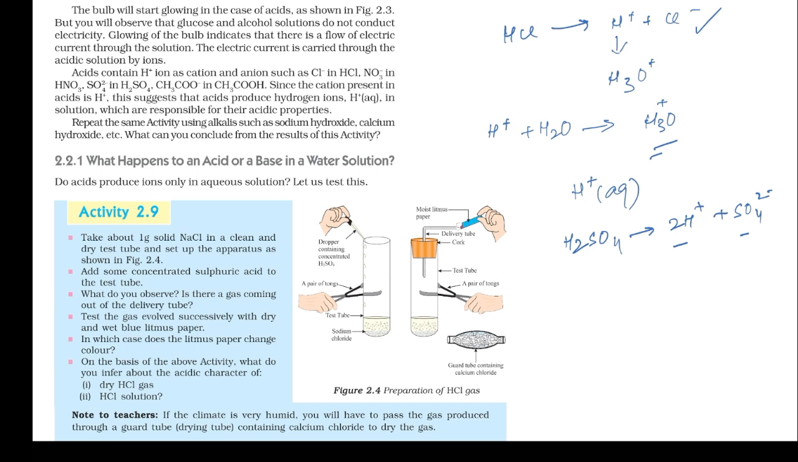Whereas glucose and alcohol do not give ions in the solution, so electricity will not flow through the solution and the bulb will not glow.